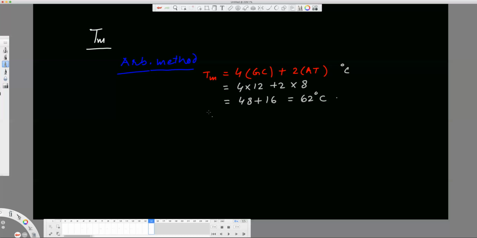The problem is for the longer sequences, isn't it? So for example, if my sequence is longer, let's say 100 base pairs with 60% GC content and 40% AT content, then 4 times 60 plus 2 times 40 is 240 here plus 80 here is 320 degrees centigrade, right? So this is not correct. For longer sequences, this method doesn't work. This is the arbitrary method.